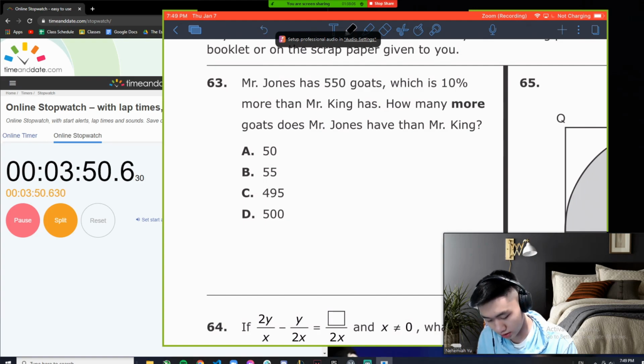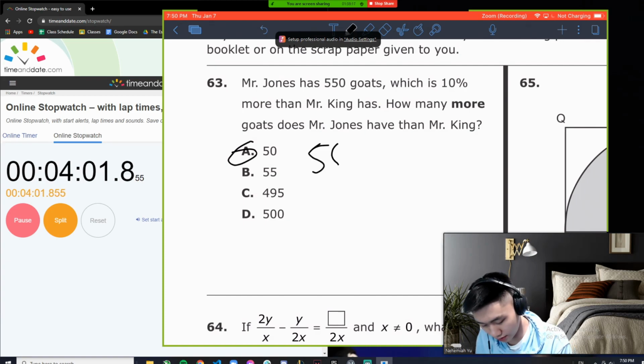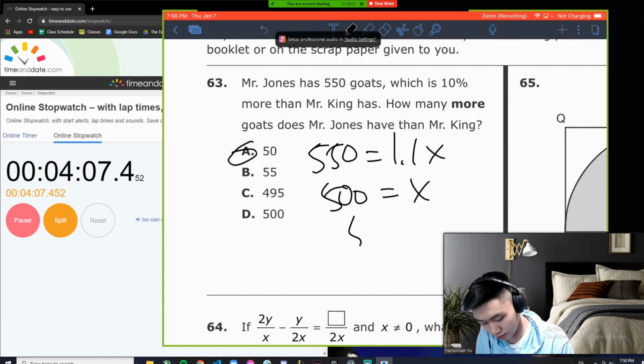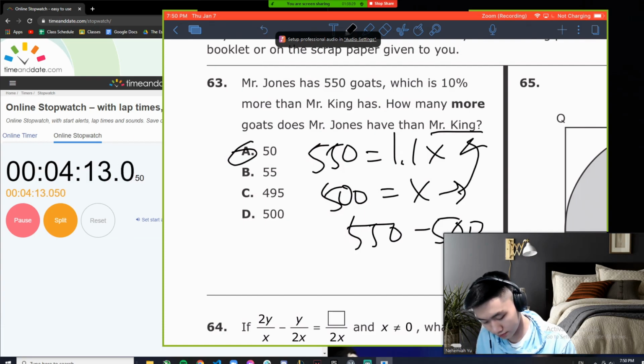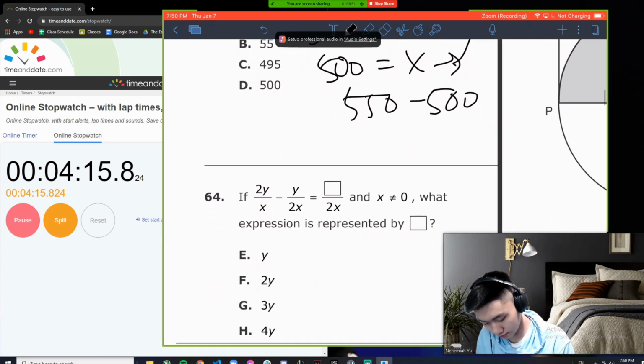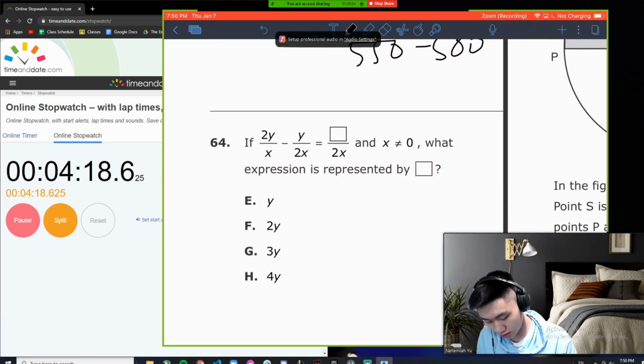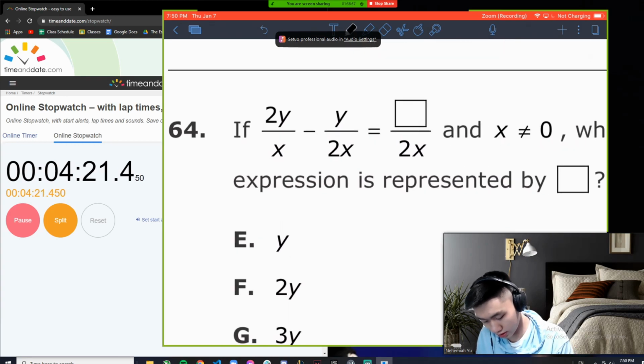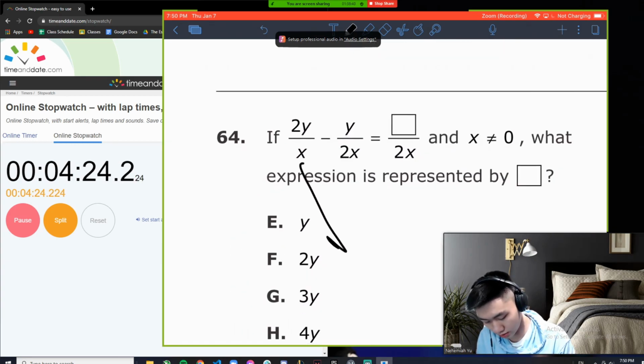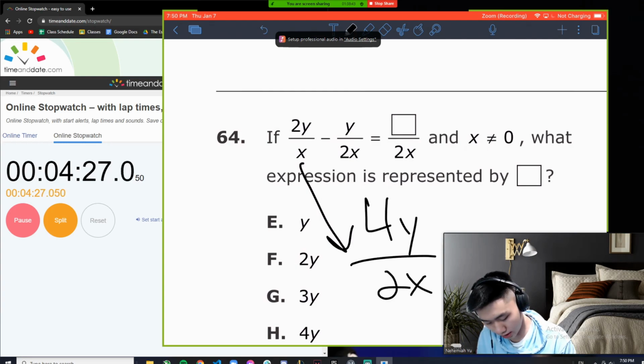Which is 10% more. So 10% is 50. It's 50. Yeah, it's because you just do 550 equals 1.1x. So x equals 500. And you just do 550 minus 500. Oh, so you just make this common denominator 2x. So it's 4y over 2x minus y over 2x, which is just 3y.